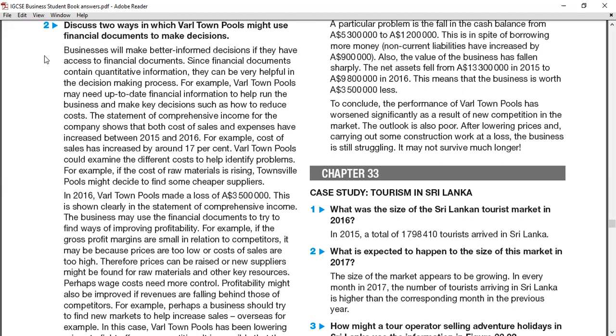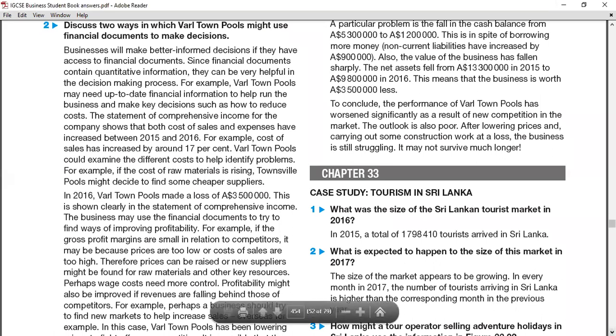The statement of comprehensive income for the company shows that both cost of sales and expenses have increased between 2015 and 2016. For example, cost of sales has increased by around 17%. Varl Town Pools could examine the different costs to help identify problems. For example, if the cost of raw materials is rising, Varl Town Pools might decide to find some cheaper suppliers. In 2016, Varl Town Pools made a loss of 3.5 million Australian dollars. This is shown clearly in the statement of comprehensive income.